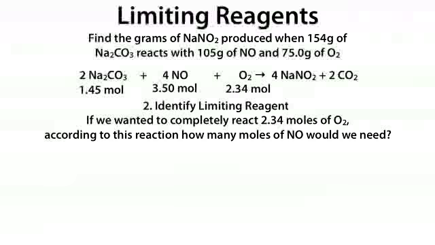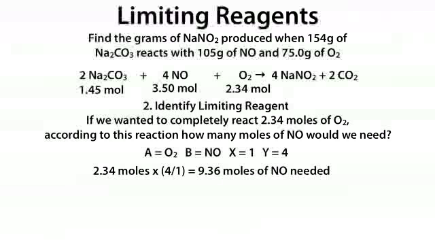And finally, the last question: if we wanted to completely react 2.34 moles of O2, according to this reaction, how many moles of NO would we need? So finally, we have O2, and we're looking for NO. The coefficient in front of O2 is 1. The coefficient in front of NO is 4. So to find out how many moles of NO we need, we simply multiply 2.34 moles of O2 by 4 over 1 to give 9.36 moles of NO needed.